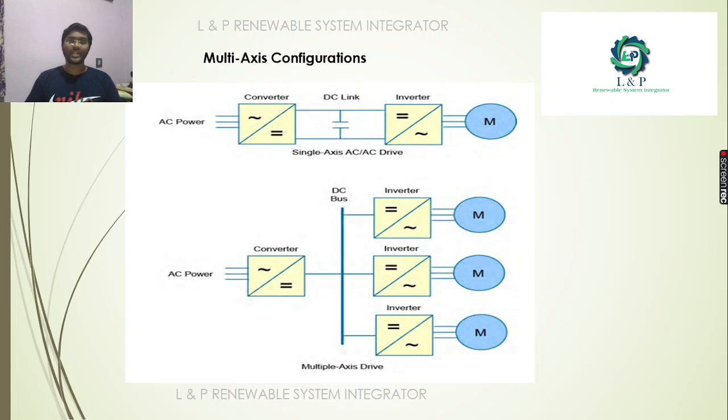In a single axis configuration, you will have one converter, DC link, and one inverter. It will directly connect to the motor. If you go for a multi-axis configuration, that is for industrial purposes, you will have a single converter, but through the DC bus, it will get connected to different inverters.